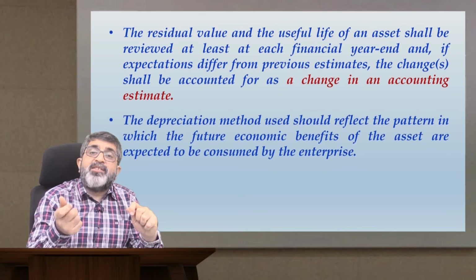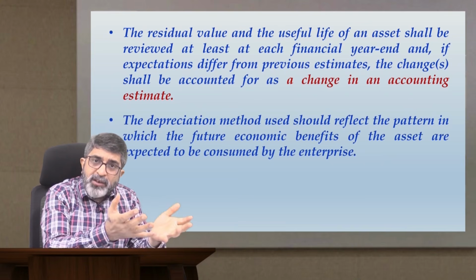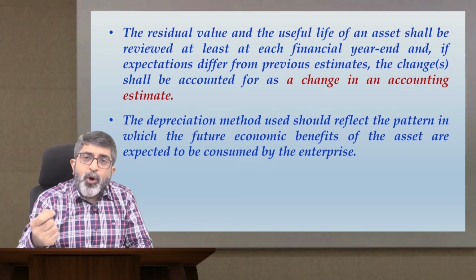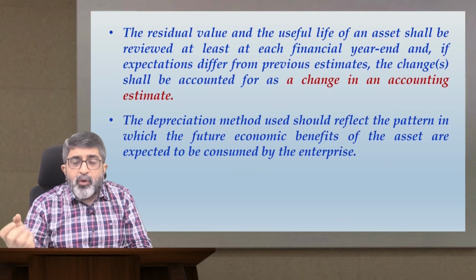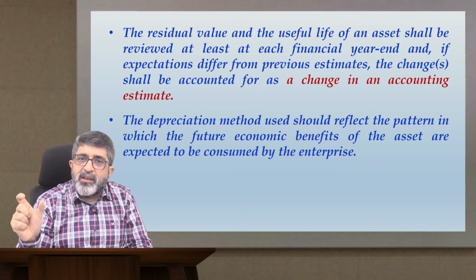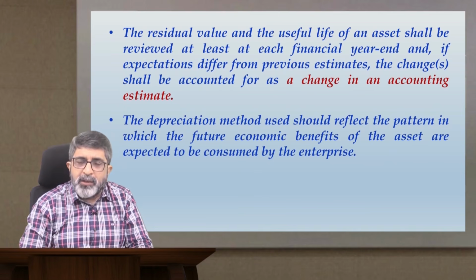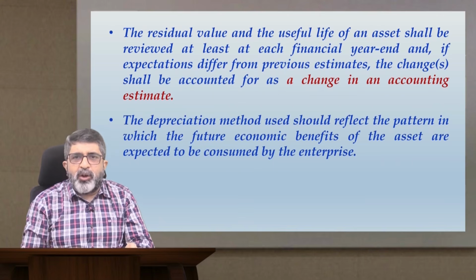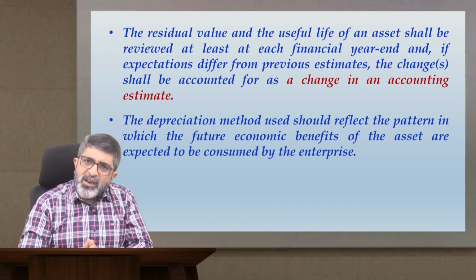But if the pattern is different, for example, in the initial years the asset is giving you bigger benefit and gradually the benefit gets lower and lower, then you may follow another method of depreciation, something like written down value method, where every year the depreciation charge keeps on reducing because the benefit that is obtained from the use of the asset is also diminishing. So if the benefit from the asset is constant, depreciation charge should be constant. If the benefit is in a diminishing pattern, the depreciation should also be in a diminishing pattern.